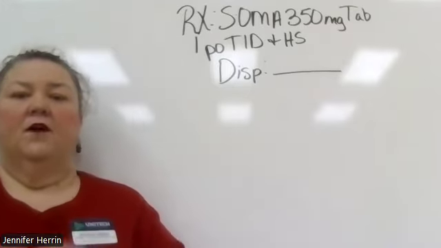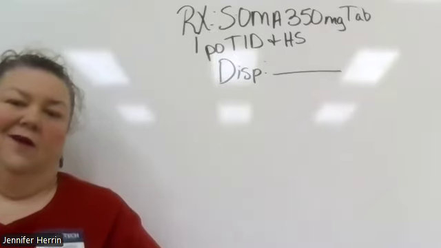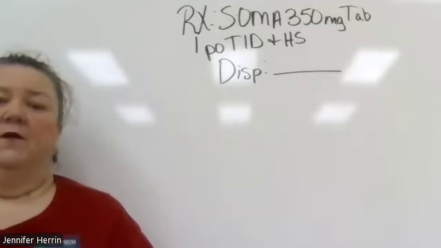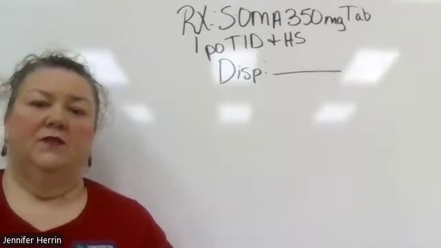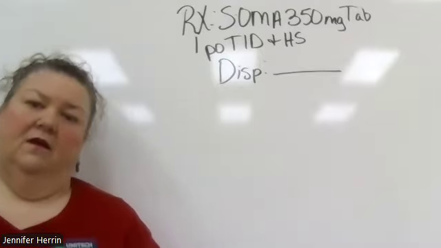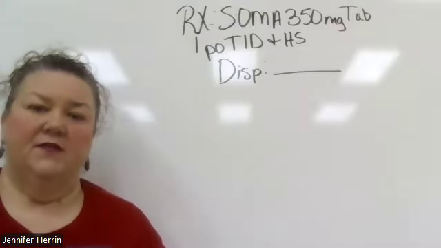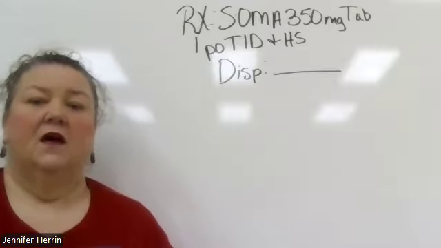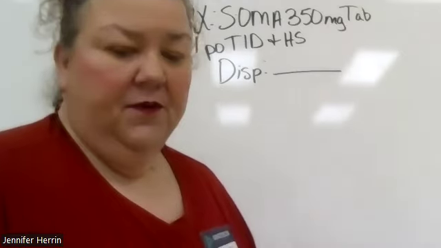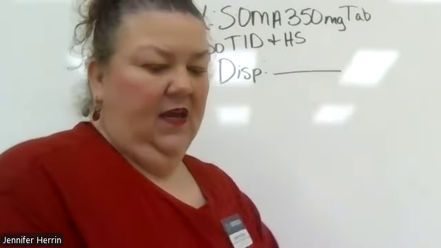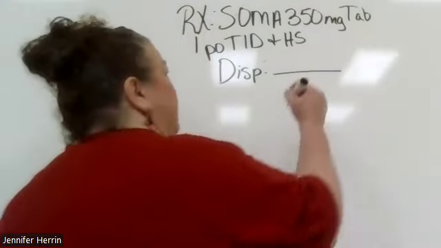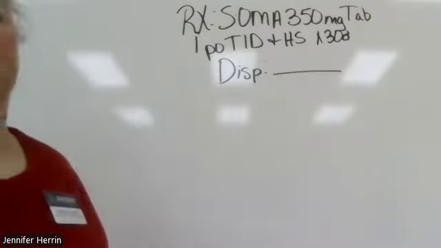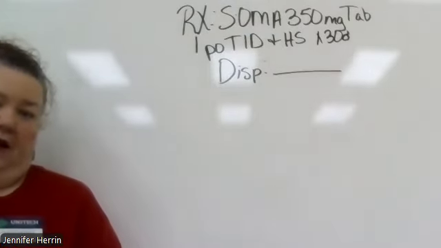Okay, in this example, we have an RX that calls for Soma, which is a narcotic muscle relaxer in the state of Louisiana. It is 350 milligram tablet. The order calls for 1 PO, TID, and HS. So again, we're looking at the quantity to dispense. And remember that formula is dose times frequency times duration. And I did not put the duration on this. Let's say it is a 30-day supply. Sorry about that. All right. So let's say we're going to do this for 30 days.